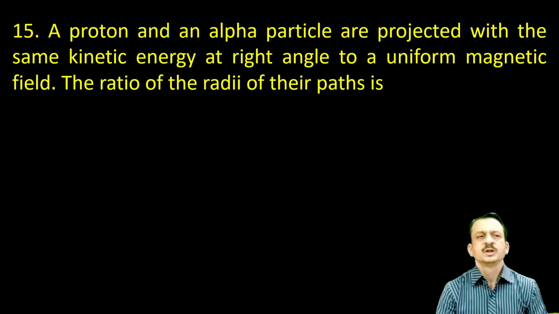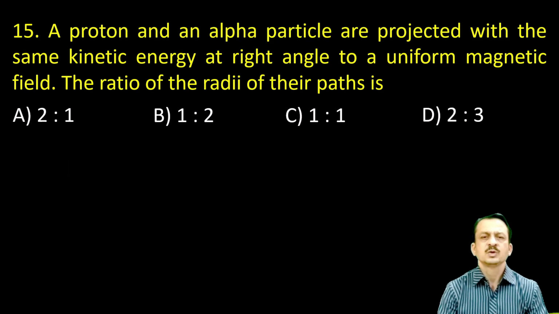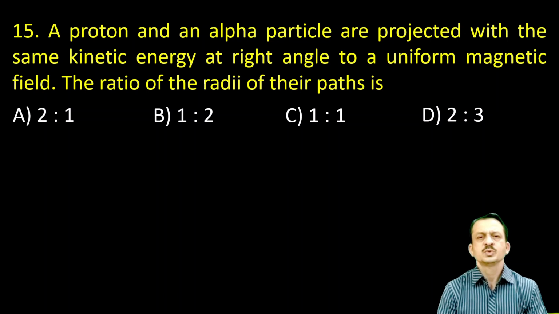A proton and an alpha particle are projected with the same kinetic energy at right angles to a uniform magnetic field. The ratio of the radii of their paths is. Now this one is similar to the previous problem, in which they gave three particles: proton, deuteron and alpha particle. With that knowledge, you can directly answer this one, or we will simply work it out. Options: A 2 is to 1, B 1 is to 2, C 1 is to 1 and D 2 is to 3. We know that kinetic energy is given by the formula K is equal to Q square B square R square divided by 2m.